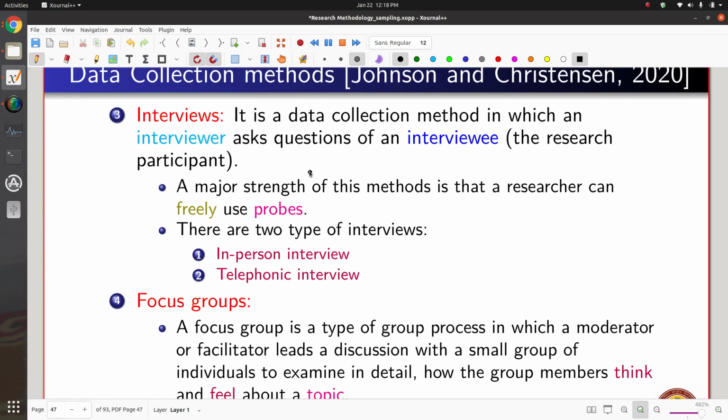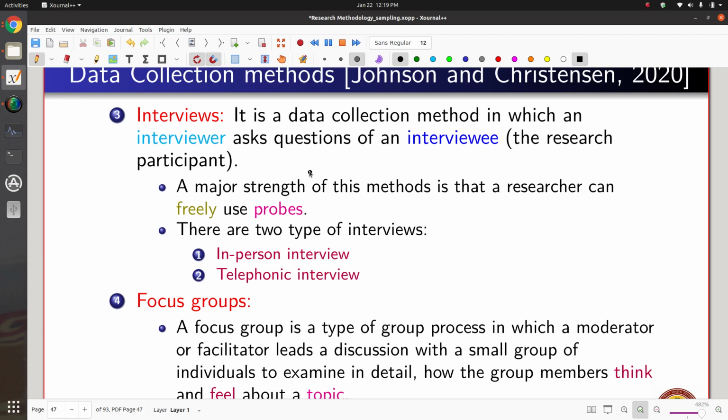Okay, so in the case of in-person interview, since you meet your participant physically, you can also observe certain other things while he or she is responding. You can monitor their facial expressions, how they are responding, and their body language. Other kinds of behaviors you can also monitor. That is the advantage of in-person interview.